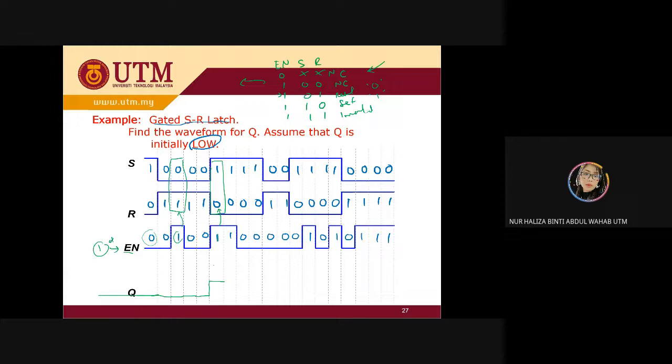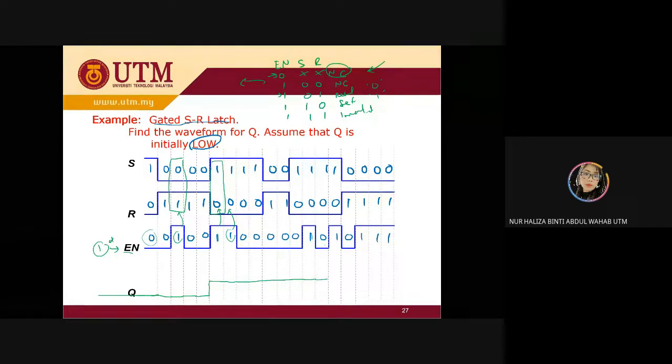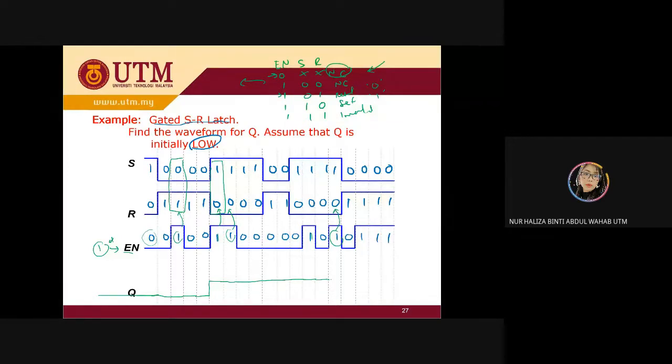We have another one, EN, so we need to refer to our input. We have set also. And then 0, 0, which is no change for this side. And 1 here is 1, 0 again. 1, 0 will be set, and then remain as no change. And this part is similar, which is set. After that, 0 again, which is remain.